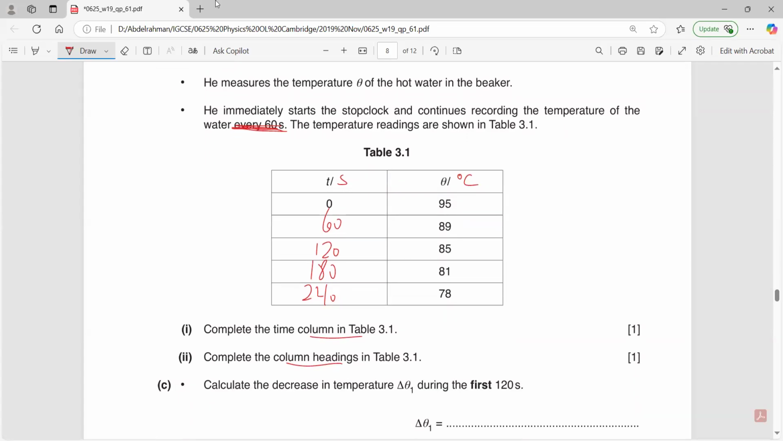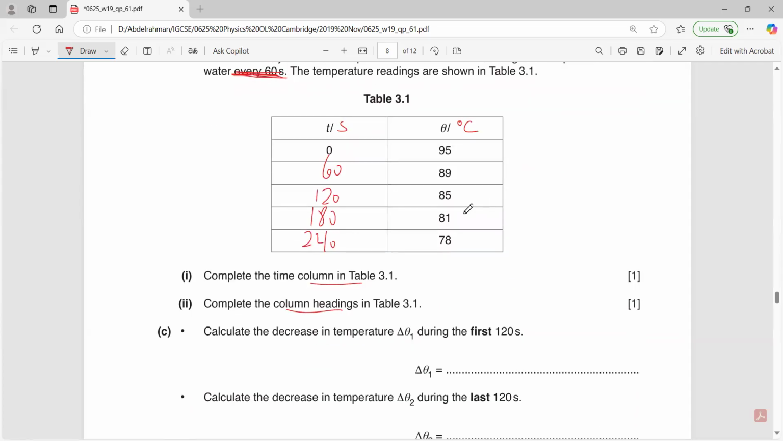Can I find the decrease in the temperature, delta theta 1, in the first 120 seconds? In the first 120 seconds, meaning from 0 to 120, can I find the decrease in temperature? Yes. From 0 to 120, we started at 95 and we ended at 85. So basically the delta theta, the change in temperature, is what? 95 minus 85, which would be 10 degrees Celsius.